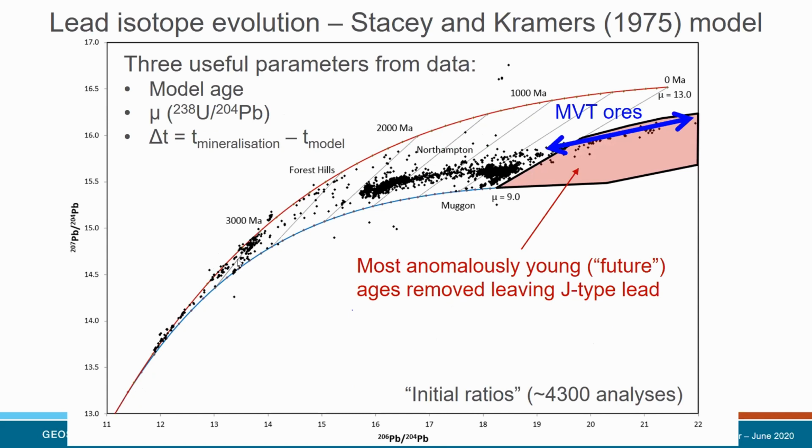We can actually get 3 useful parameters from this data. Okay, the first thing we can do is get the model age. The model age is shown on the grid there. We can actually calculate a model age. Secondly, we can get the mu value. Okay, and that's that green arrow I showed you before, which indicates whether you're looking at a crustal source or a mantle source. And the other thing that you can get is something we call delta T, which is actually the mineralization age, where you have it, minus the model age.